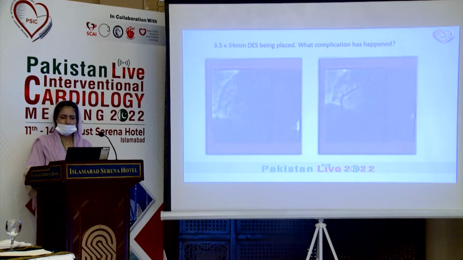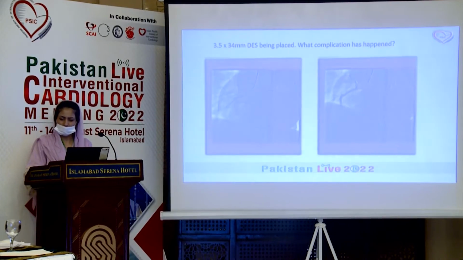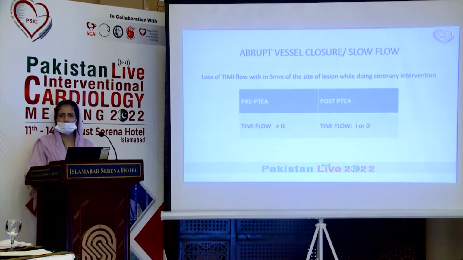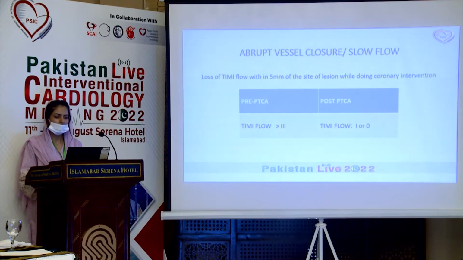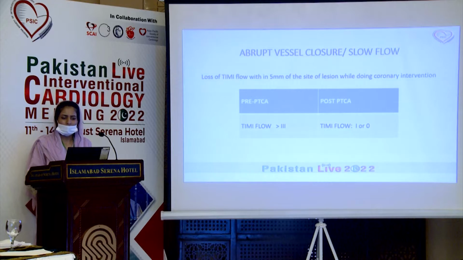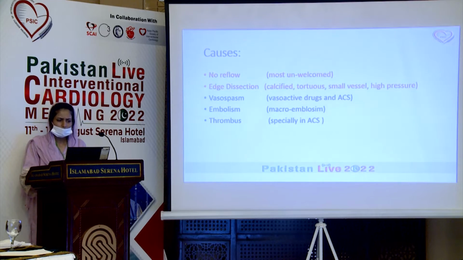The best terminology used for this situation is abrupt vessel closure. Abrupt vessel closure is loss of TIMI flow within 5 mm of the site of the lesion while doing coronary intervention, where there was TIMI flow 3 before the PCI and TIMI flow 1 or 0 after the PCI. Causes of abrupt vessel closure are no reflow, edge dissection, vasospasm, embolism, and thrombus. The topics under discussion here are no reflow and edge dissection.